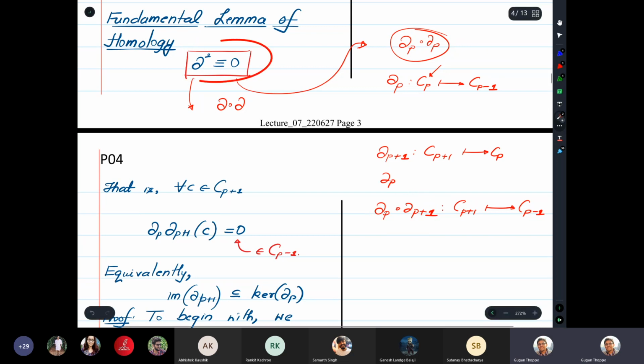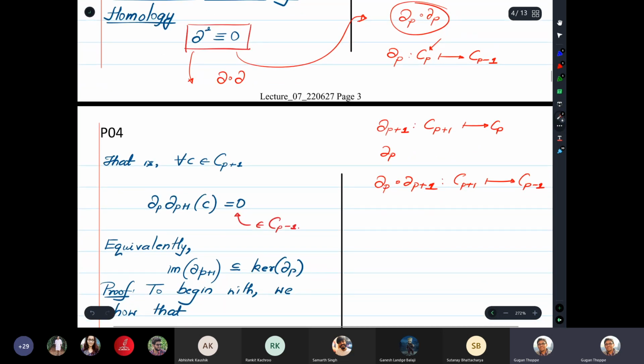Since you have written this identically equal to 0, it should mean that this should be true for all p. Whatever p you take, if you take the composition of these ∂_p operators in the following way, this should be identically equal to 0, which means that whatever (p+1)-chain you give as input to this composition of operators, the output will be 0, and this 0 will be the additive identity in C_{p-1}.